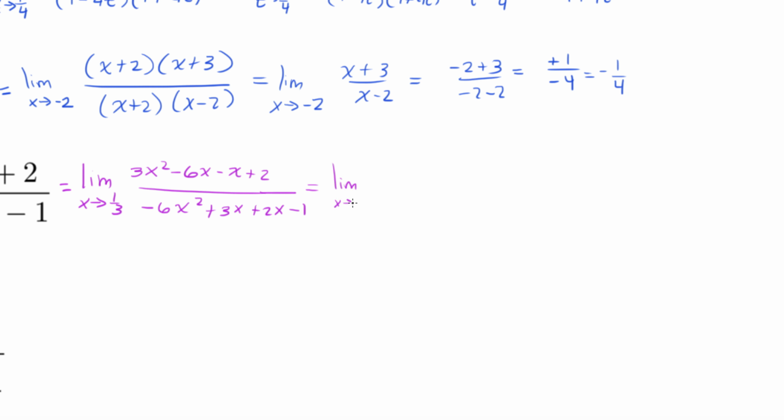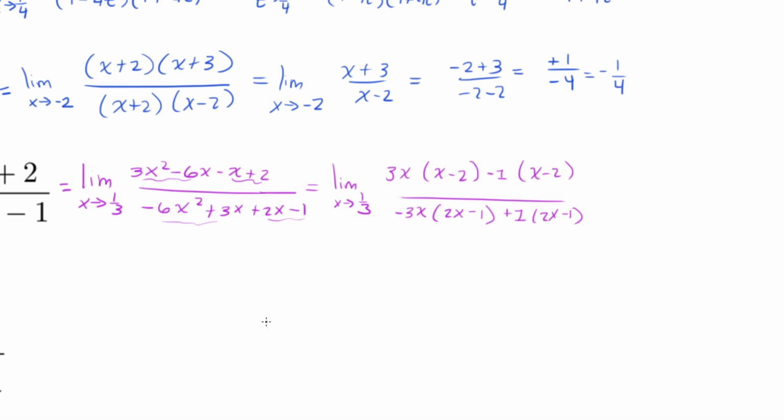Okay. And you write the limit again because we haven't applied it yet. Now we factor the first two terms and the last two terms. We can factor a 3x and we're left with x minus 2. We can factor a negative 1. We're left with x minus 2. That's on the top. On the bottom, we factor a negative 3x. We're left with 2x minus 1. We factor a 1. We're left with 2x minus 1.